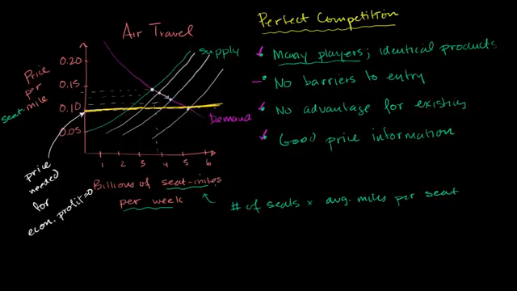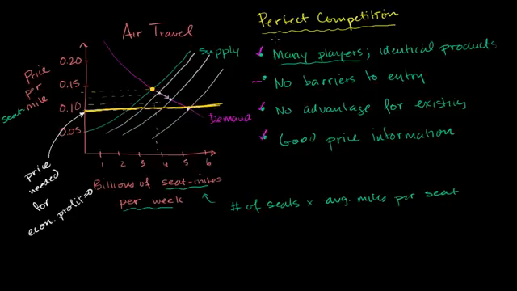Now, this was assuming perfect competition. Many players, identical products. We did it for air travel. No barriers to entry. Let's think about what happens if we have the exact opposite of perfect competition. So we're going to start at the same point, at the green supply curve, and we have this orange demand curve. But let's say that instead of having perfect competition, we live in a country where they say, and there are countries like this, that there's only one air carrier that can do business. It is the national air carrier in our country.